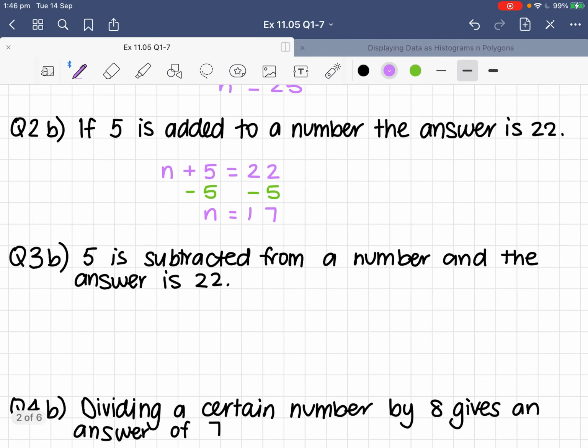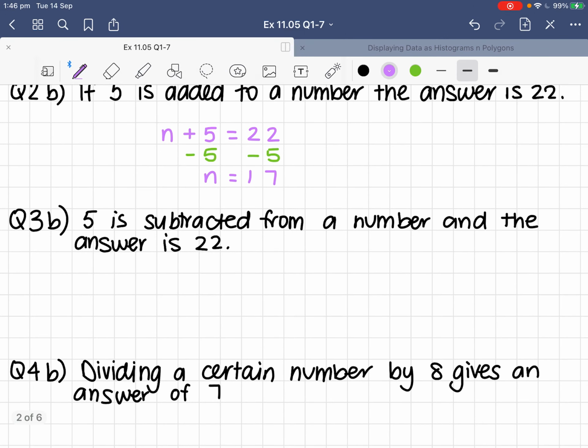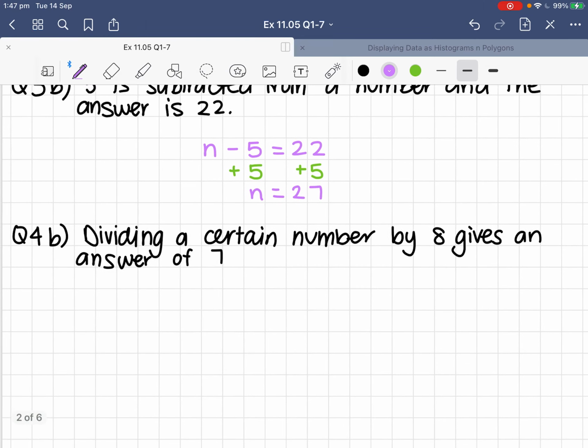Question 3B, we have 5 is subtracted from a number and the answer is 22. So that means we have our number first. So we have n, our number, minus our 5, or subtract 5, equals our answer of 22. Now what we want to do here is the opposite of minus 5, which is plus 5, and we want to do this to both sides. When we do this, we get n equals 22 plus 5, which is 27.